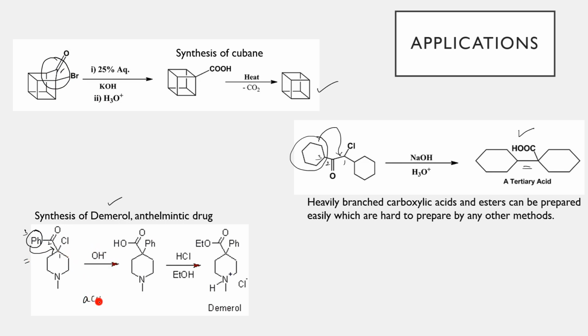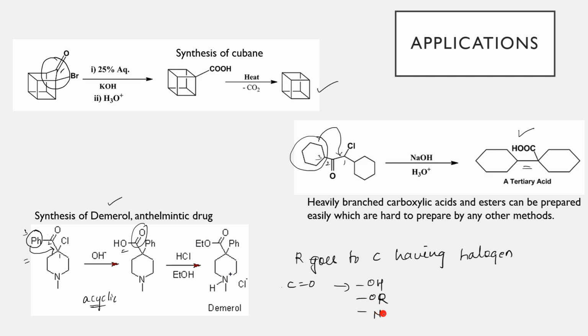Okay, so this is nothing but your acyclic, sorry, compound. Now pH goes over here, and wherever there was oxygen, just put OH. So simple mechanism, the R group goes to the carbon having halogen. And on that C double bond O group, you can either put OH, or put OR if it is an alkoxide, or put NR2 if it's an amine. So this will give you a carboxylic acid, this will give you an ester, and this will give you an amide. This is the reaction. I hope you have understood this.